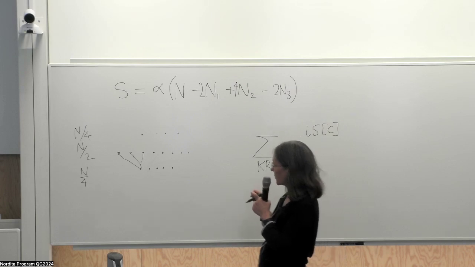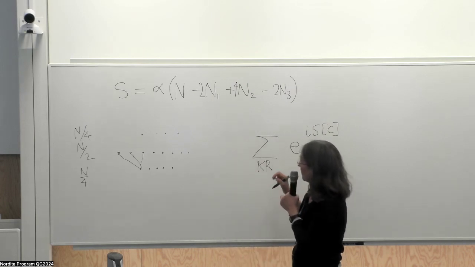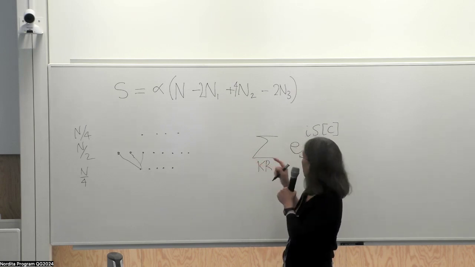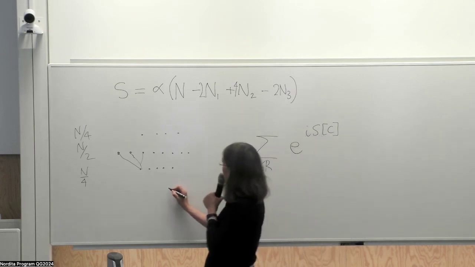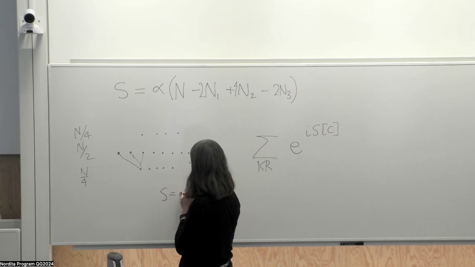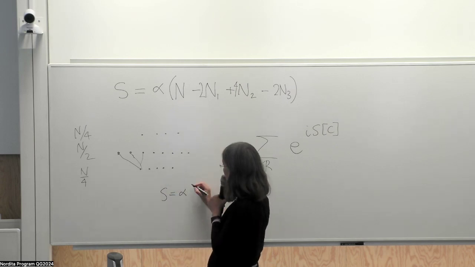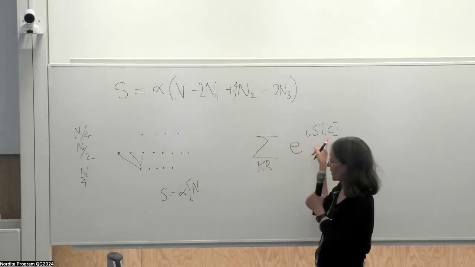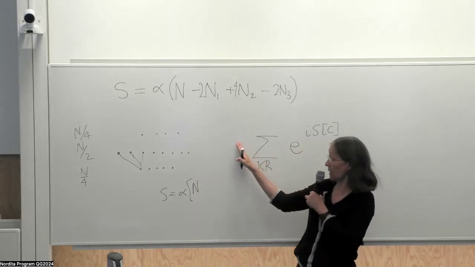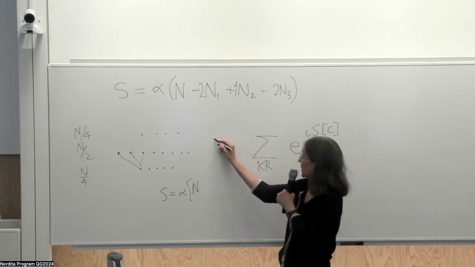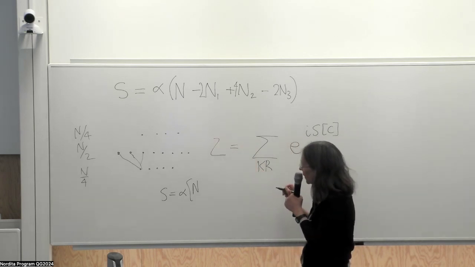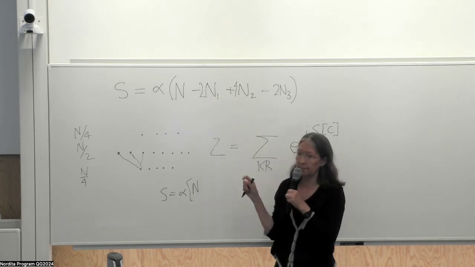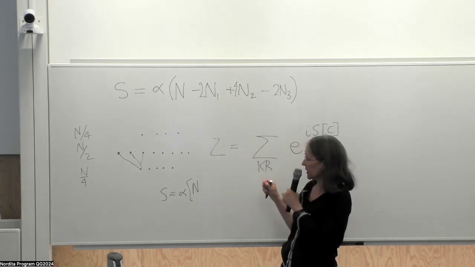Okay, so n is fixed. That's just the rule. So S is equal to, for every single one, n is the same. So it's just going to come out as a factor, just a total phase. But what's n1? n1 is the number of links.